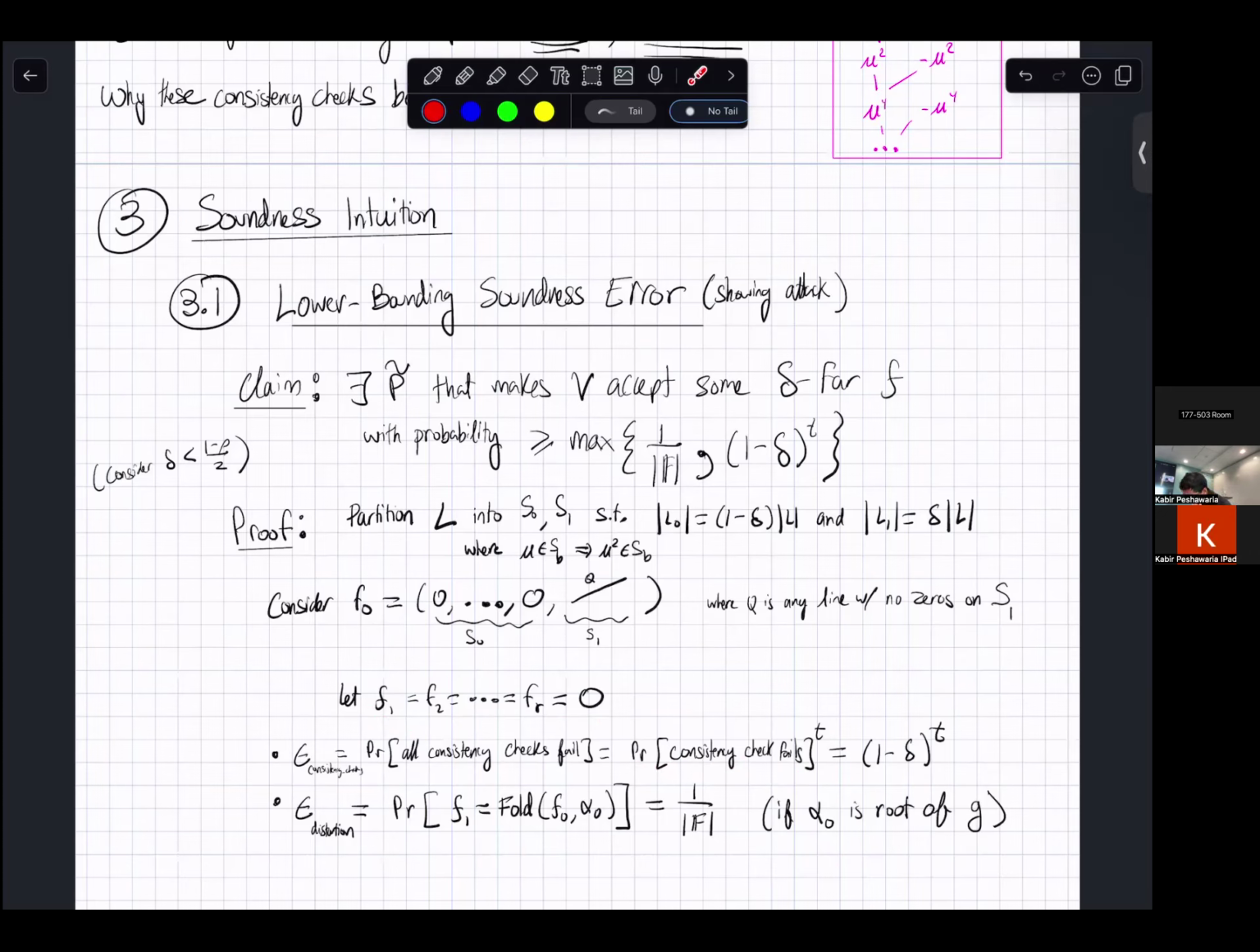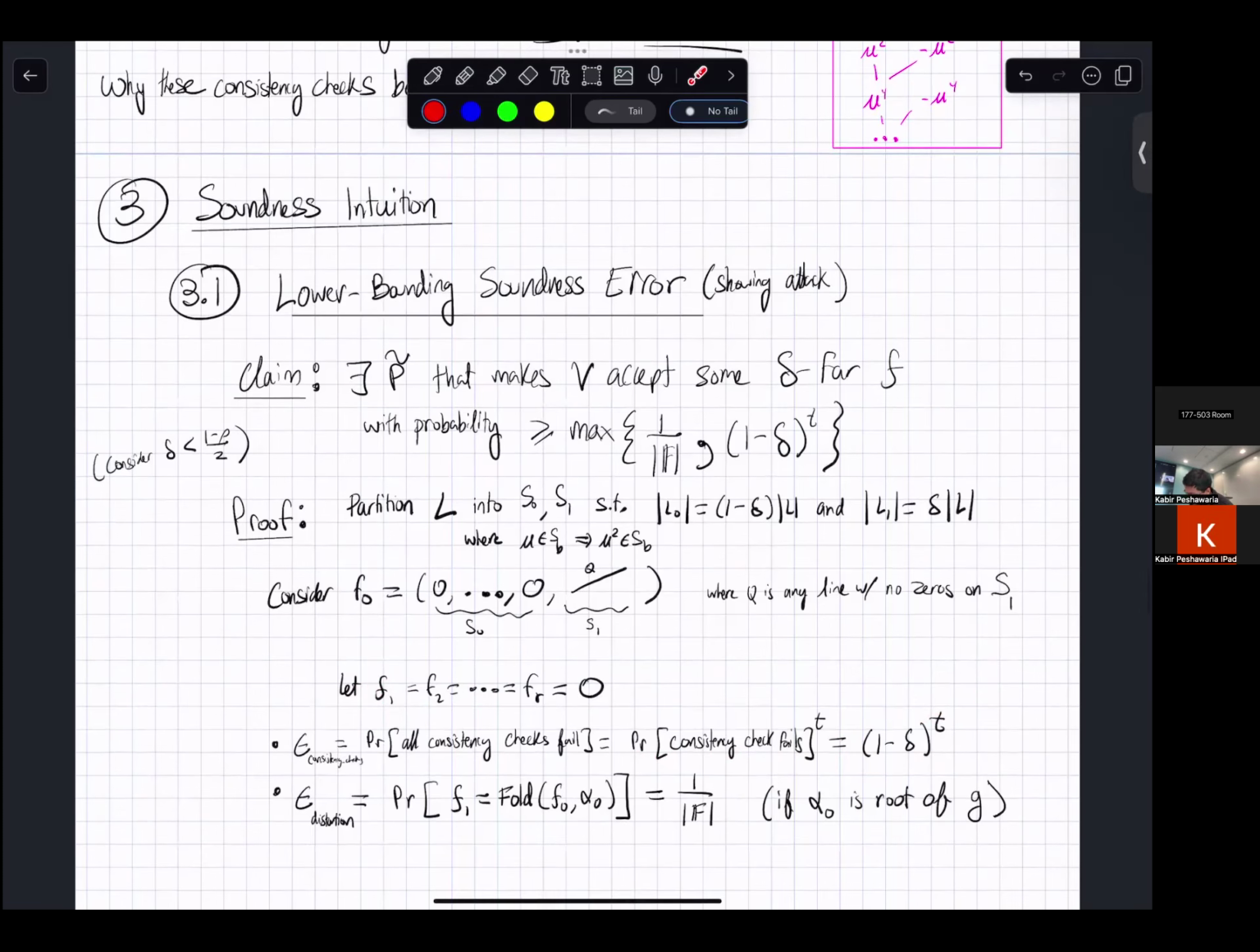So what is the chance that my first consistency check fails? Well, it's 1 minus delta to the t. This is assuming no distortion. Well, I'll define what that means later. But it's at least 1 minus delta to the t.